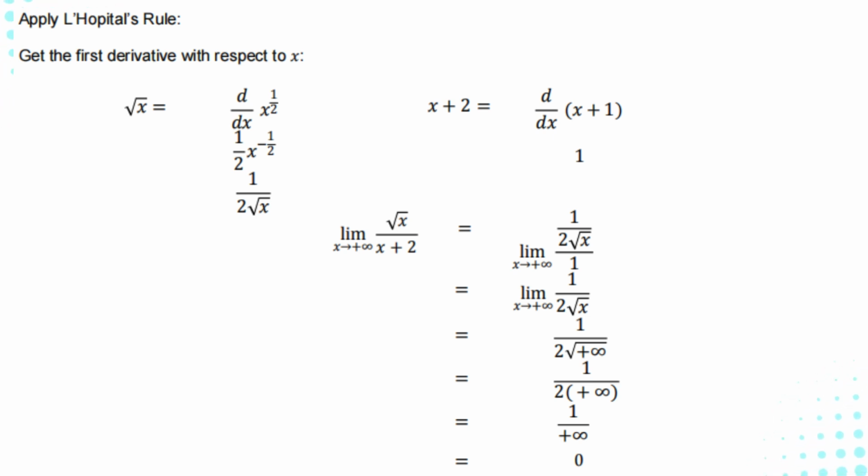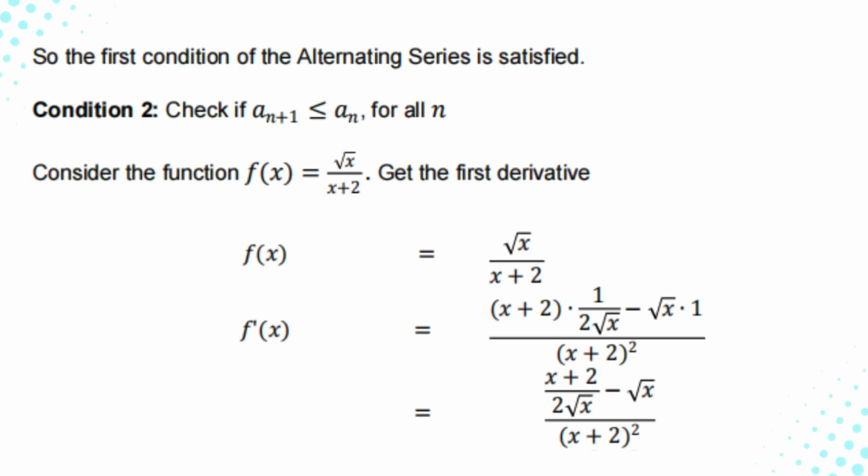Evaluate the limit. We have 1 over 2 times the square root of positive infinity. So 2 times the square root of positive infinity is equal to positive infinity. So 1 over positive infinity is equal to 0. So the first condition of the alternating series is satisfied. Now let us go to the second condition.